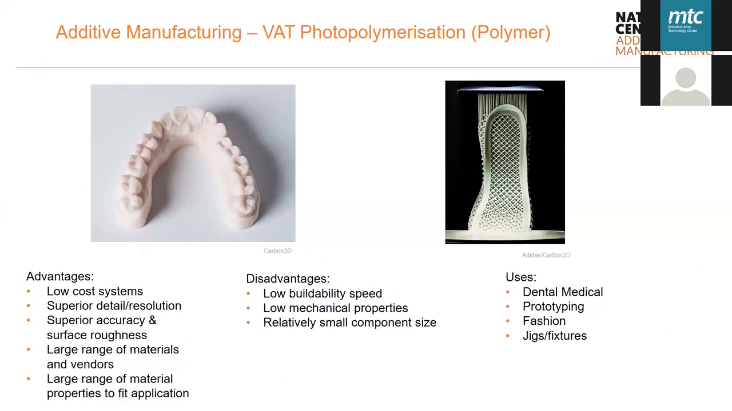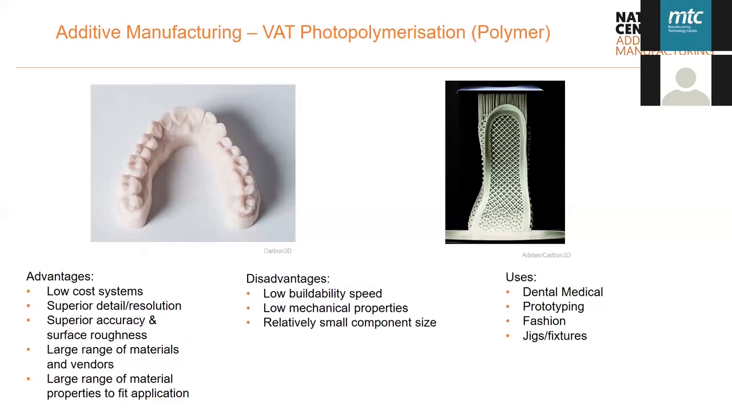The disadvantages are that the SLA process is quite slow, and you have slow build speeds and low throughput of components. The mechanical properties of these components and materials can sometimes be quite low, and also the components that you manufacture in most cases are towards the lower end in terms of size. Some of the use cases are dental, medical, prototyping, fashion, and then sometimes jigs and fixtures.